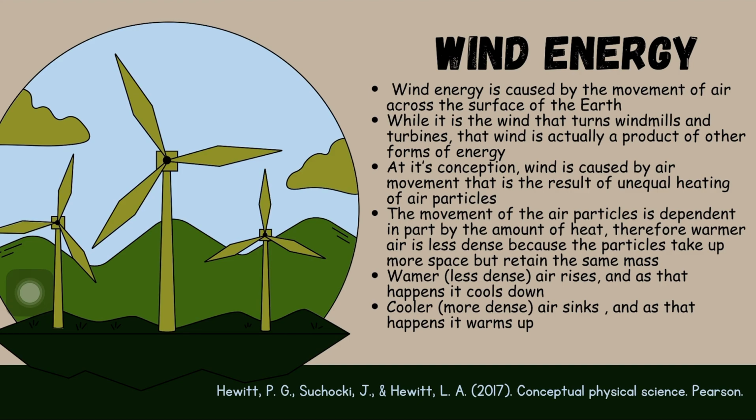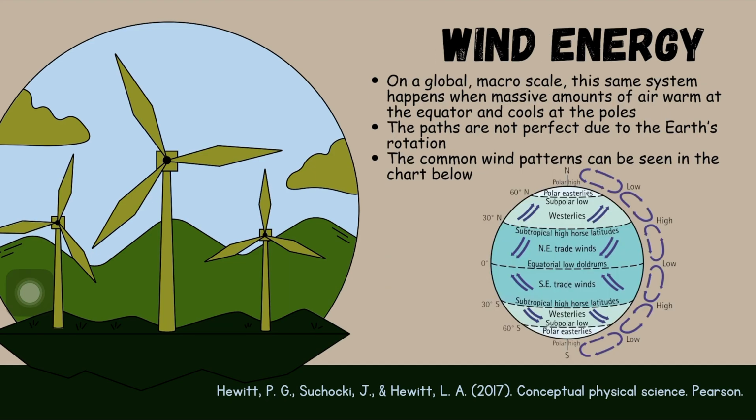So, of course, we know that warmer air is less dense, cooler air is more dense. As the warmer air rises, it cools down and then it sinks. And then as it sinks, it warms up. And that creates a cycle that creates those pressure systems that causes wind. On a global macro scale, this system happens when massive amounts of air warm at the equator and cool at the poles and create those cyclical weather cells. They're not completely happening in vertical lines, and that is because of the Earth's rotation.